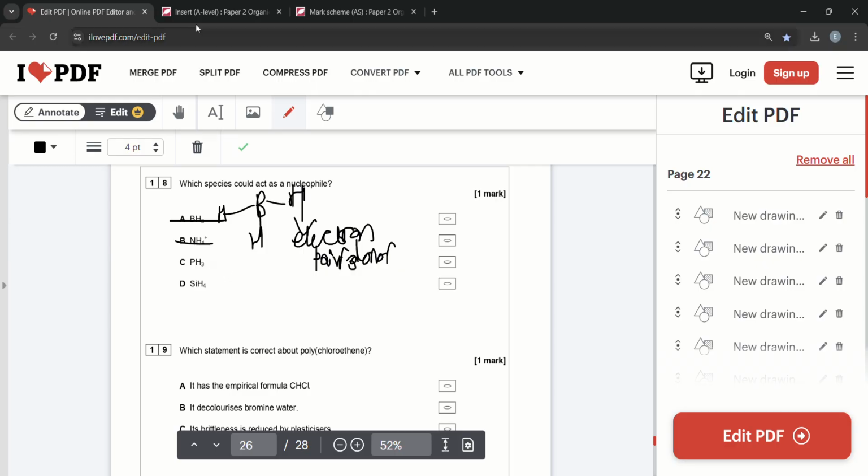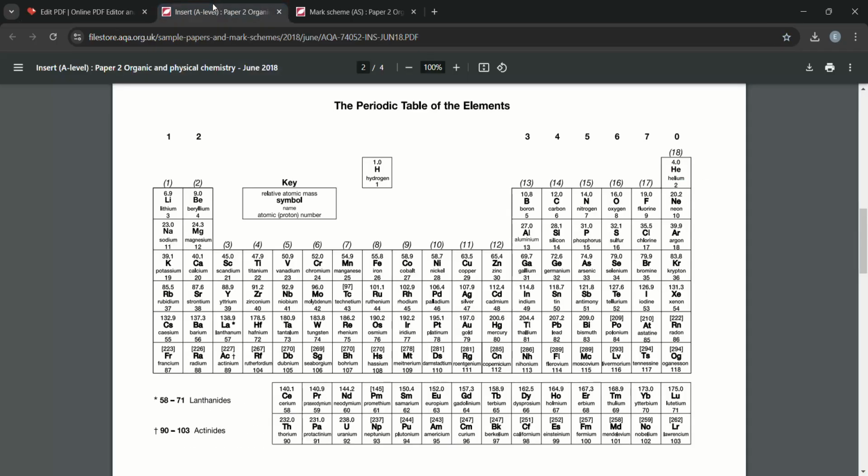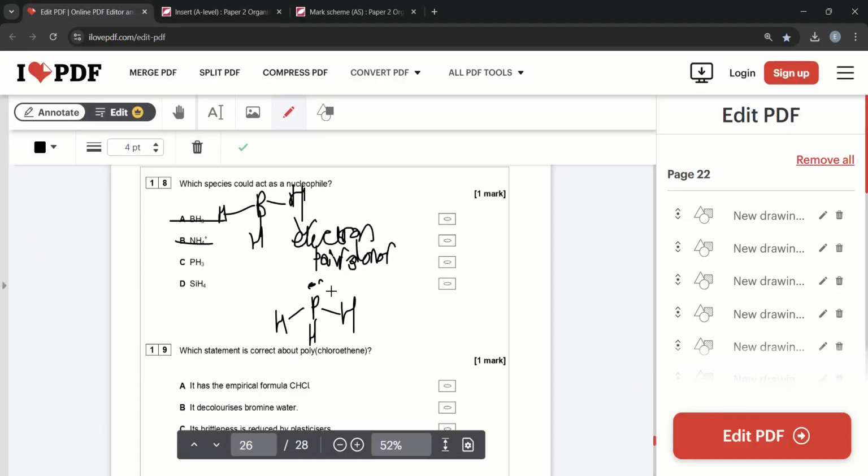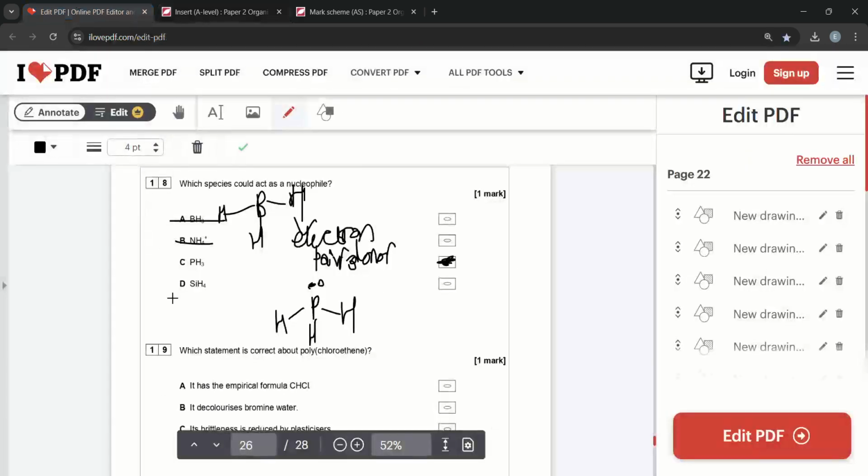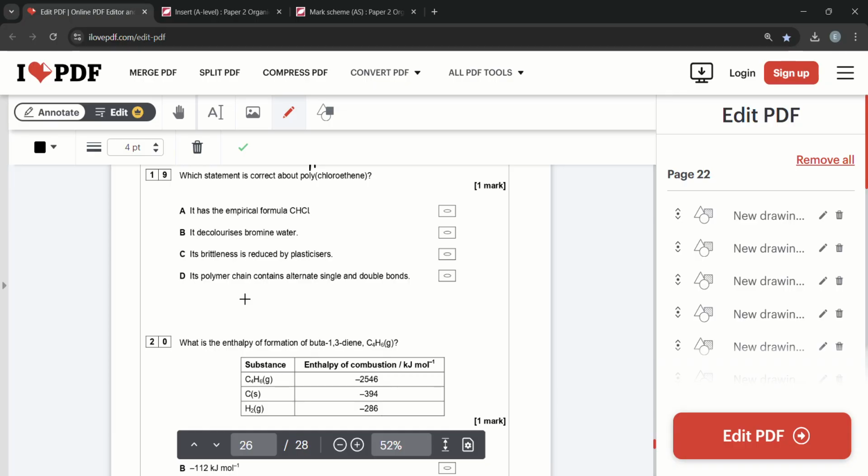A pH3, you have phosphorus, hydrogen, but phosphorus is in group 5, so it does have a lone pair of electrons, therefore it can donate it, can act as a nucleophile. And silicon, SiH4, silicon is in group 4, attached to 4 hydrogens. It can't act as a nucleophile, no lone pair of electrons.